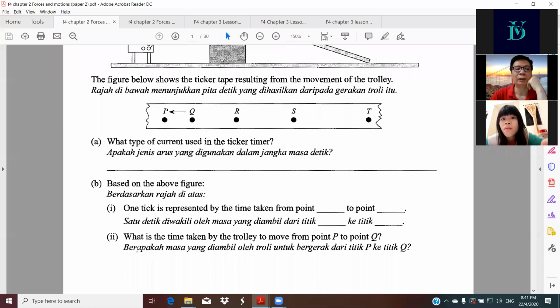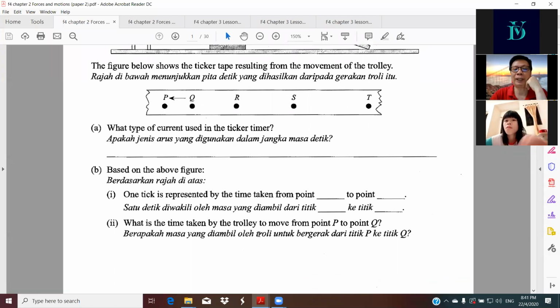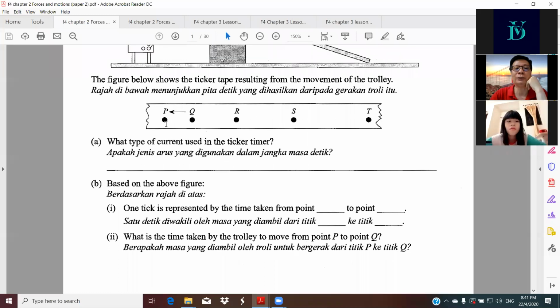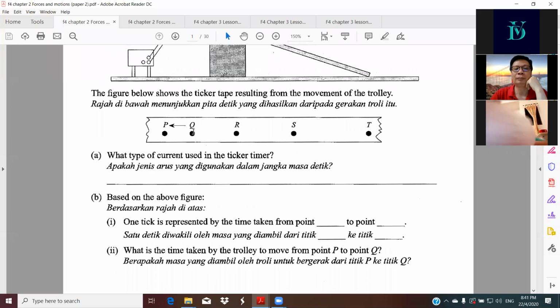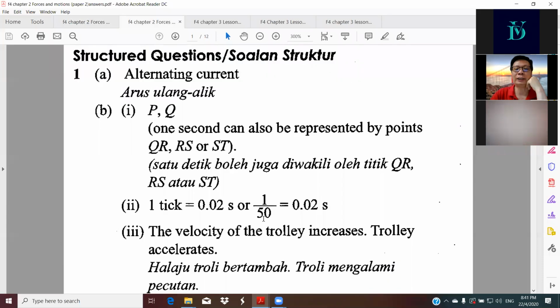Right, number 2. What is the time taken for the trolley to move from P to Q? One tick, the time is 0.02. I think you all should know. 1 divided by 50, so 0.02 seconds. That is one tick. Okay. Right, number 3.